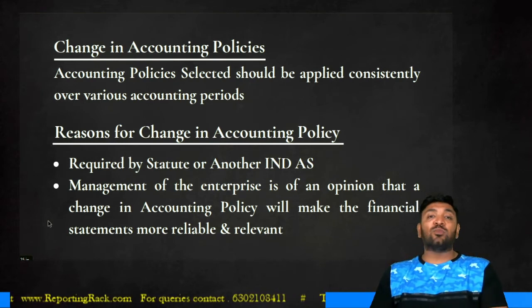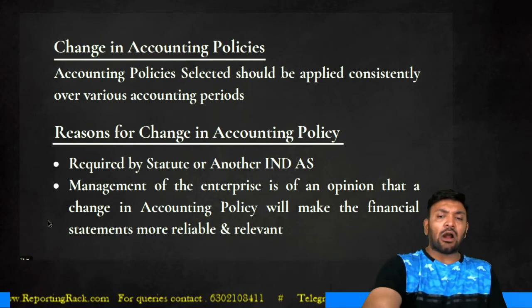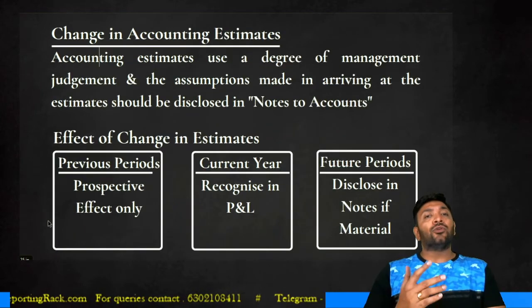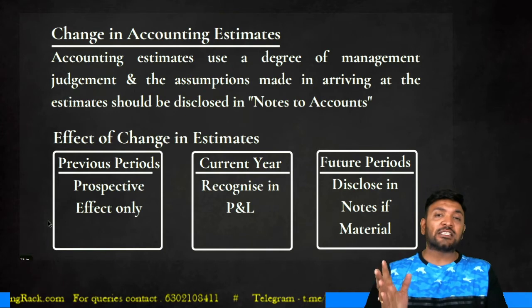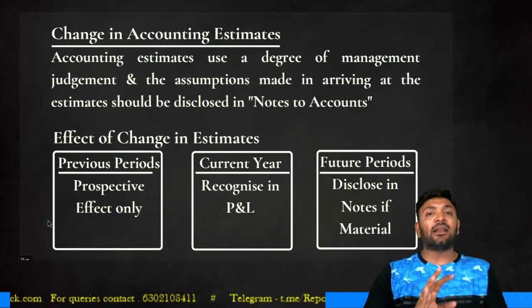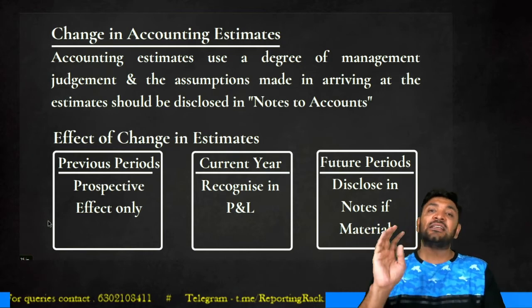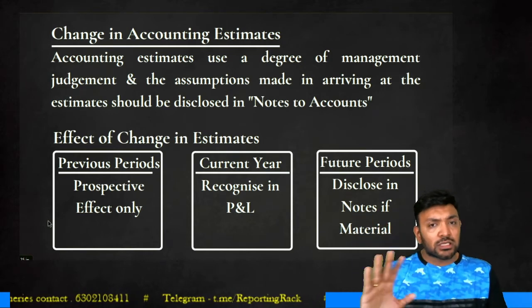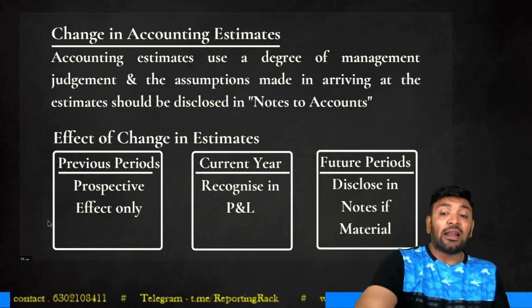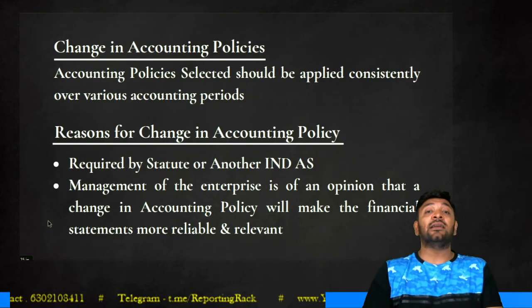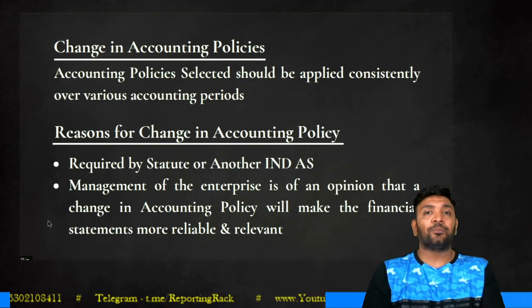What happens when I change an accounting policy? An accounting estimate, as you said very simply, is always applied on a prospective basis. So no effect on the previous period. Current year changes, you recognize in P&L. Future period changes, you disclose in notes to accounts. Simple, over. But when I talk about change in accounting policy, it'll have a significant impact.